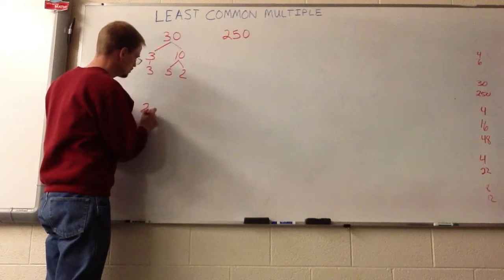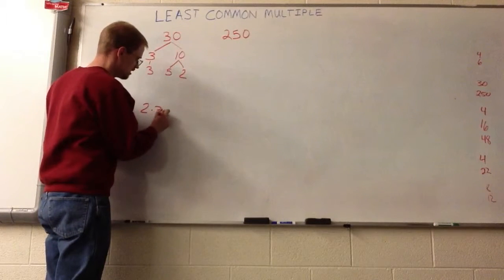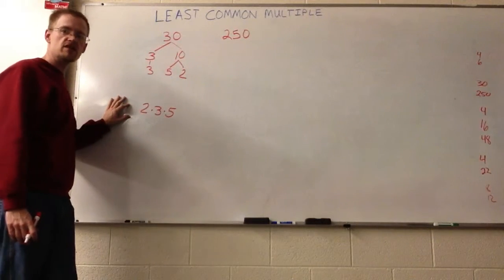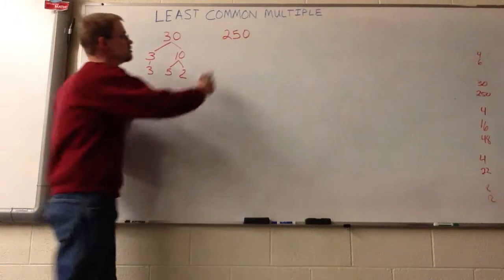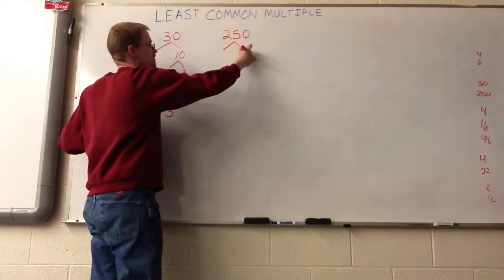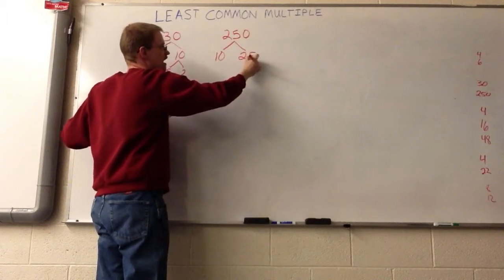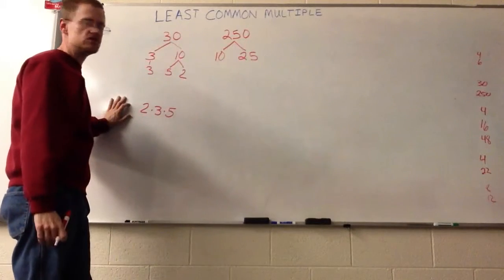So I have 2 times 3 times 5. That's my prime factorization of 30. Let's do 250. Well, an obvious one is 10 and 25. Multiply those together to get 250.